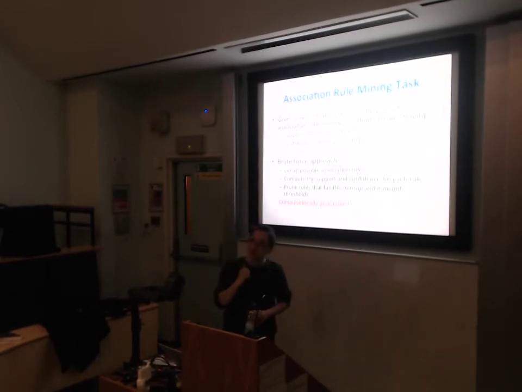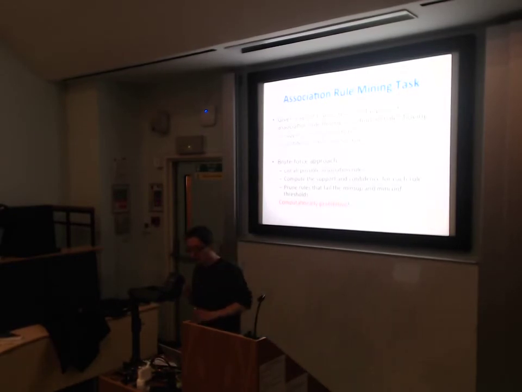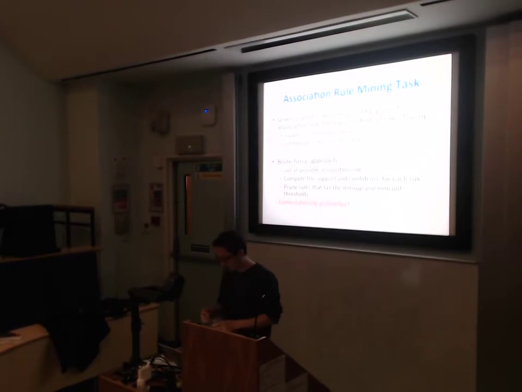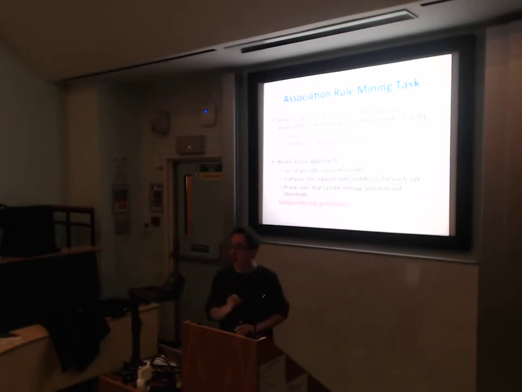And then for each of the association rules, you need to calculate support and confidence, right? And you examine whether the support and confidence are higher than the threshold that you set up. So computationally, it's very, very expensive. So the association rule task here is really to find a computationally tractable solution.